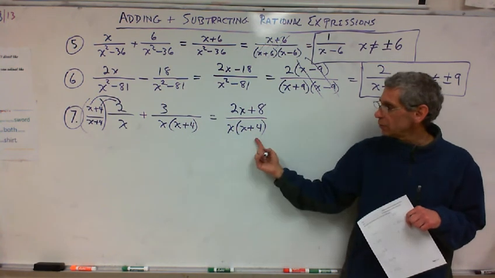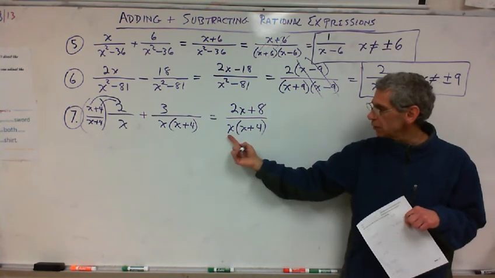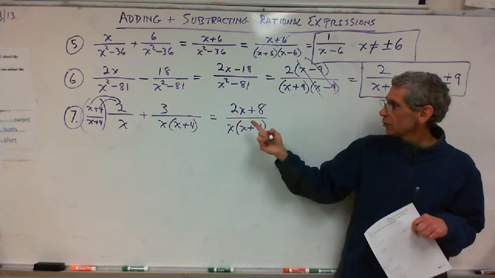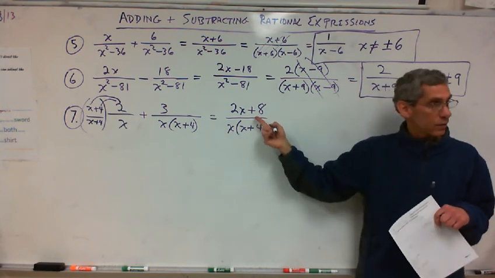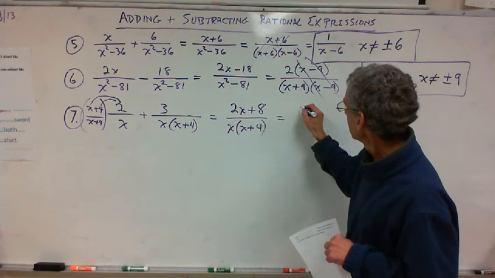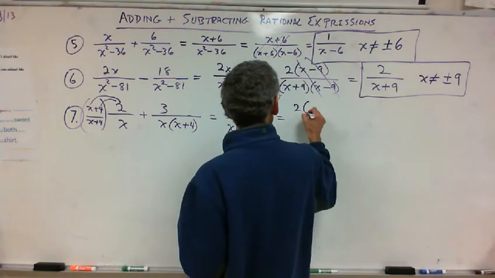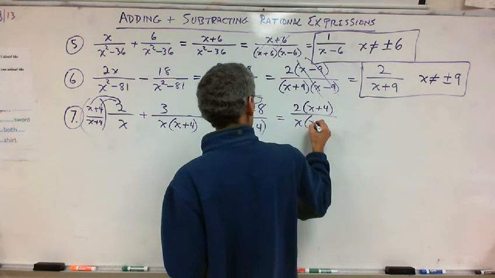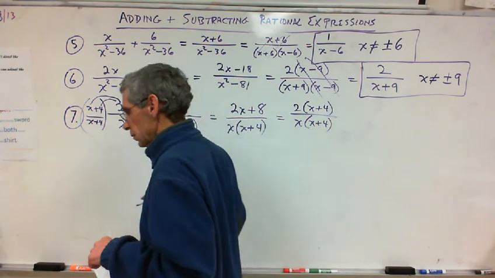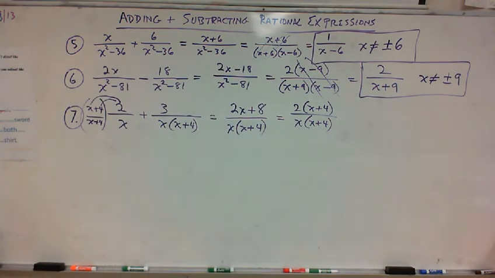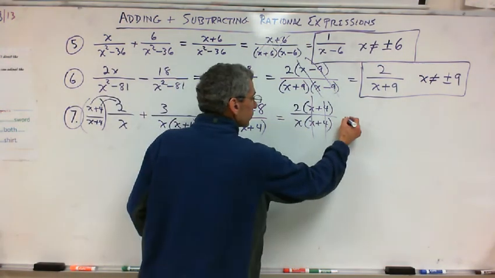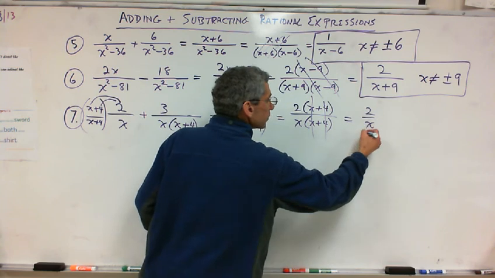So whenever you can simplify, do it. Whenever you can keep it factored, keep it factored. Now, upstairs, we're going to find that, look, now we can factor the upstairs. So I've got 2 parentheses x plus 4 over x times x plus 4. Right? So now what could I do? Cross out the x plus 4s, right? So that equals 2 over x.